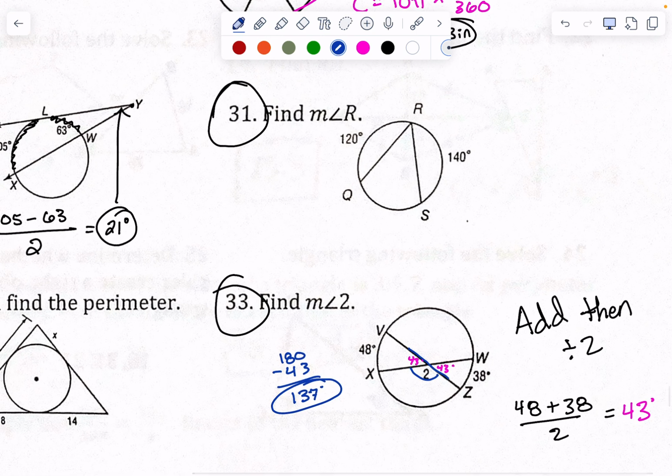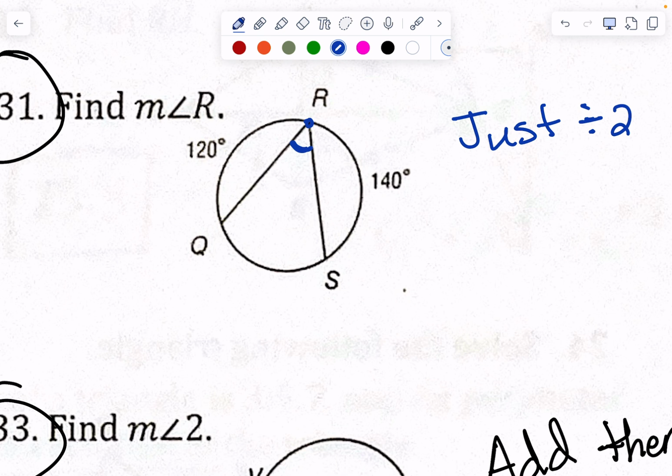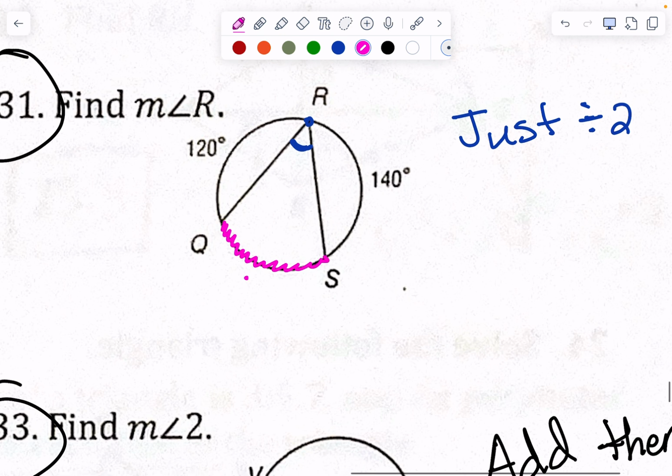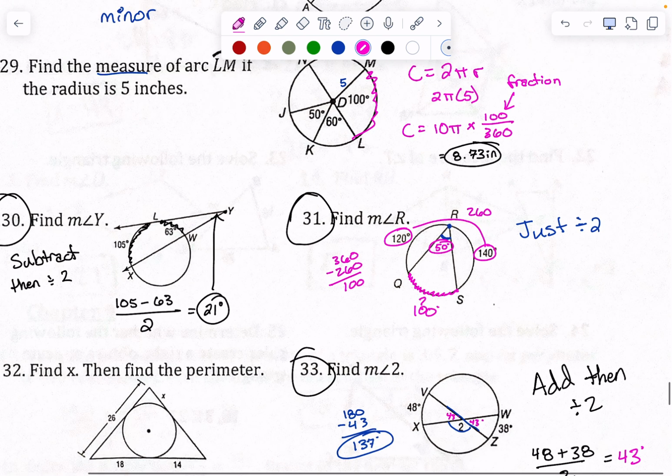All right, 31, where it's find the measure of angle R. Angle R is on the edge of the circle. So what's the rule there? Just divide by 2. But what am I dividing by 2? I want the top of my ice cream cone, and I'm going to divide that by 2. 120 and 140, if I add those two together, is 260. But I take 360 minus 260. That gives me 100 degrees. So what's angle R? 50. Sometimes you have to do a little investigative work before you get it done.